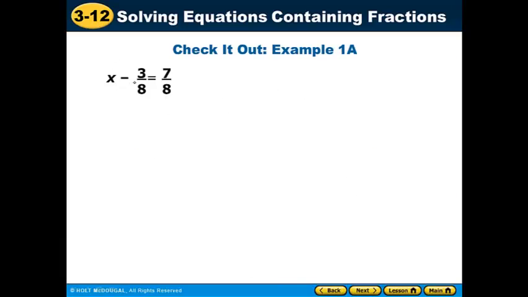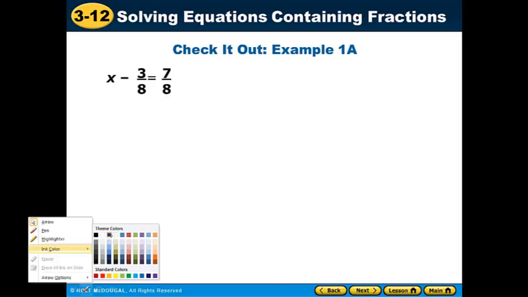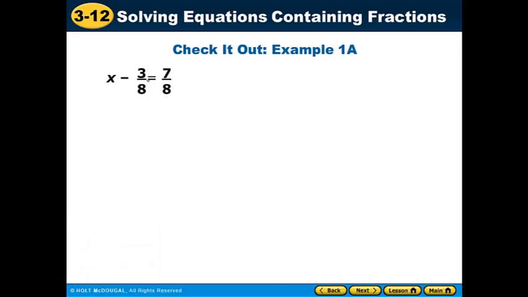Alright, so here we have x minus 3/8 is equal to 7/8. Now this one I'm not going to go ahead and change it to get rid of the fractions because they have the same denominator. So that one is actually easy to do. So let's go ahead and do it.